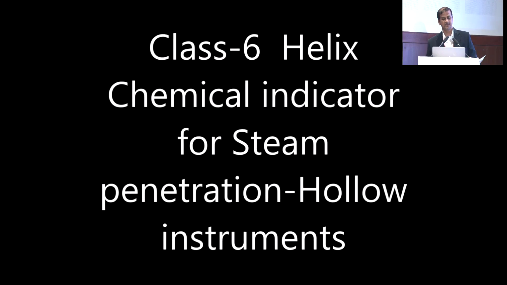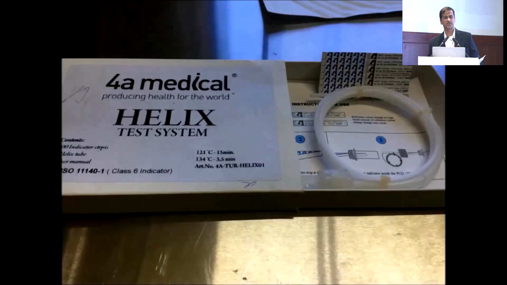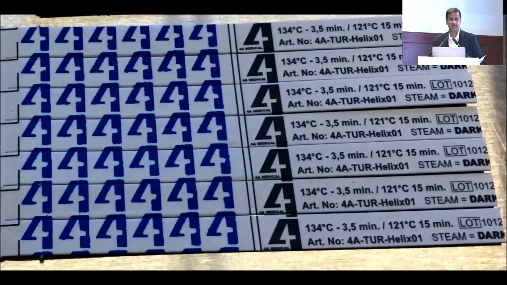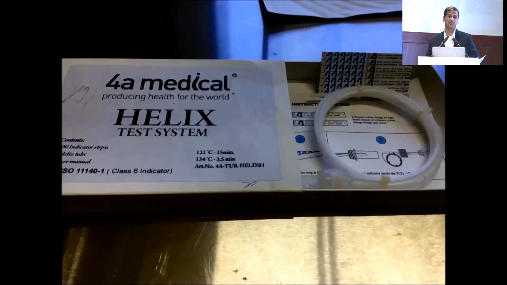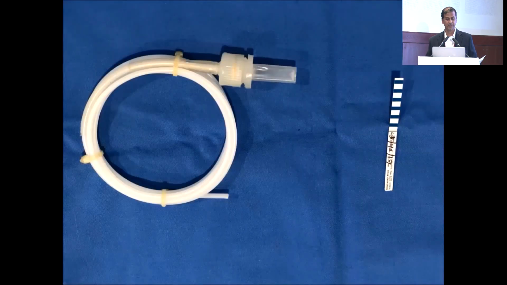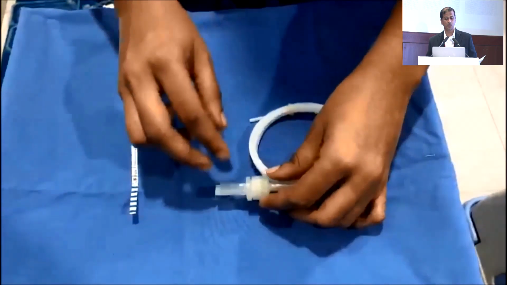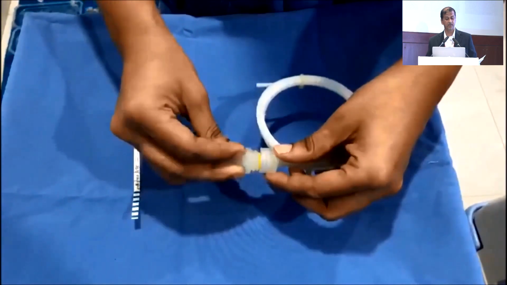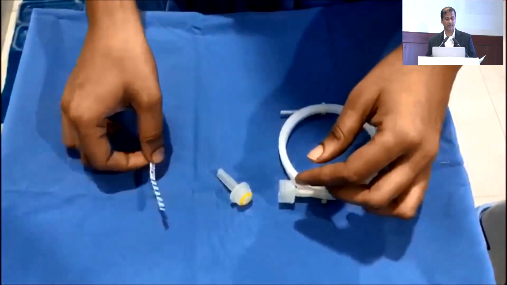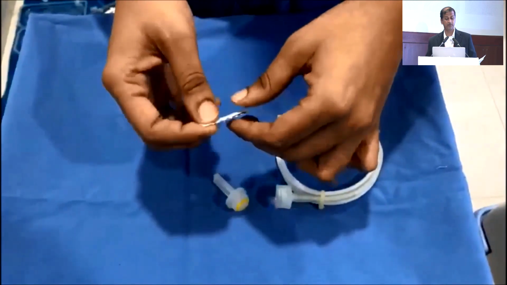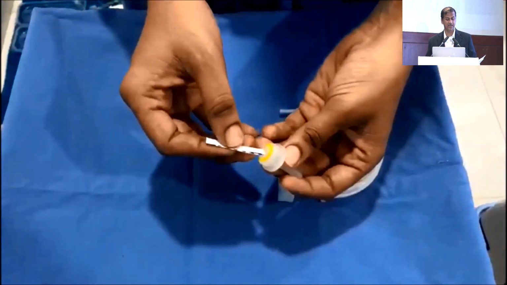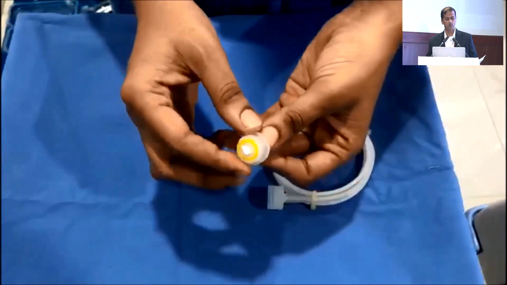The class 6 indicator is the PCD test, otherwise known as a process challenge device. This is based on the fact that air has to be removed from a hollow tubing. This consists of a 1 meter long tube with a 0.1 millimeter lumen with a case at one end. Note how the strip has been folded. This is the way it has been folded, inside out and not outside in.